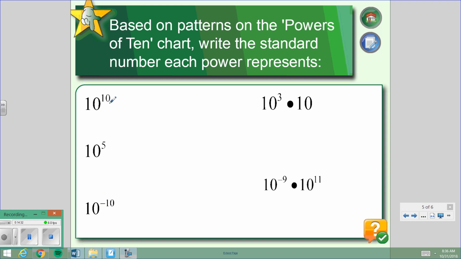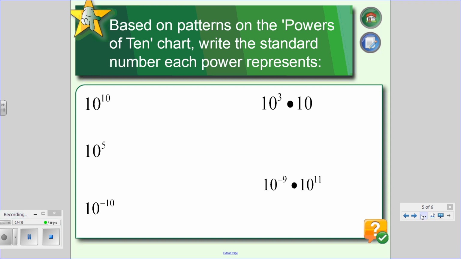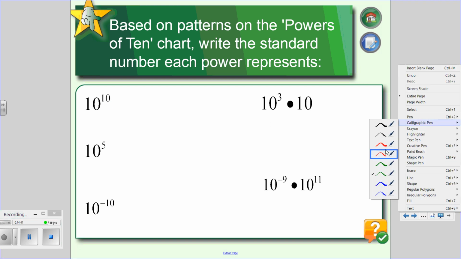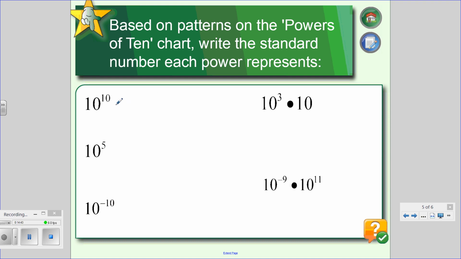So if you picked up the moral of the story from the powers of 10 chart, 10 to the 10th power should have a 1 and then 10 zeros.